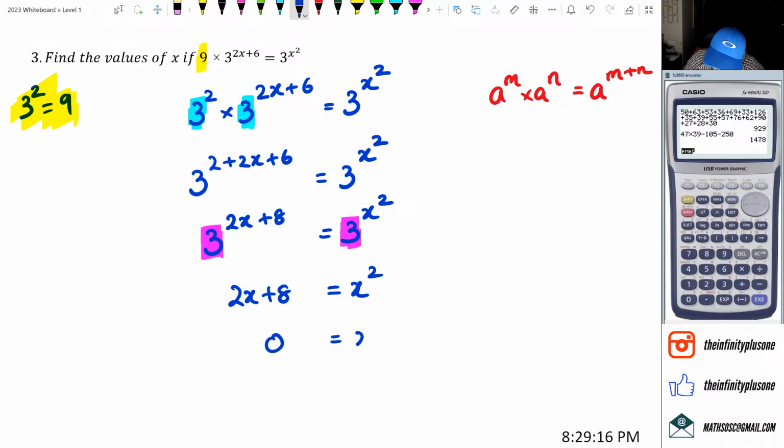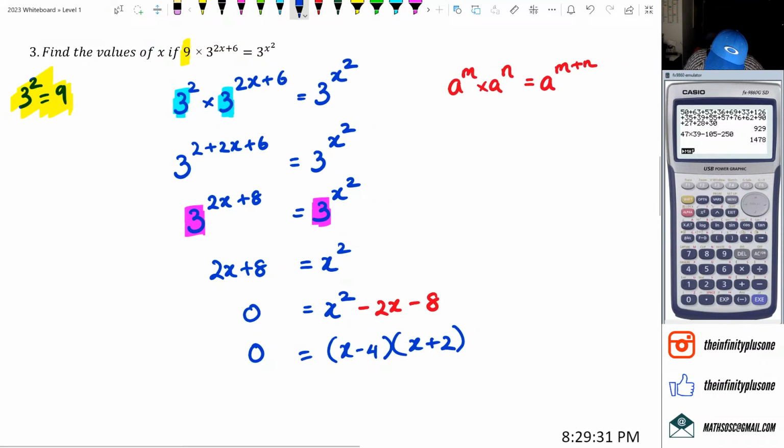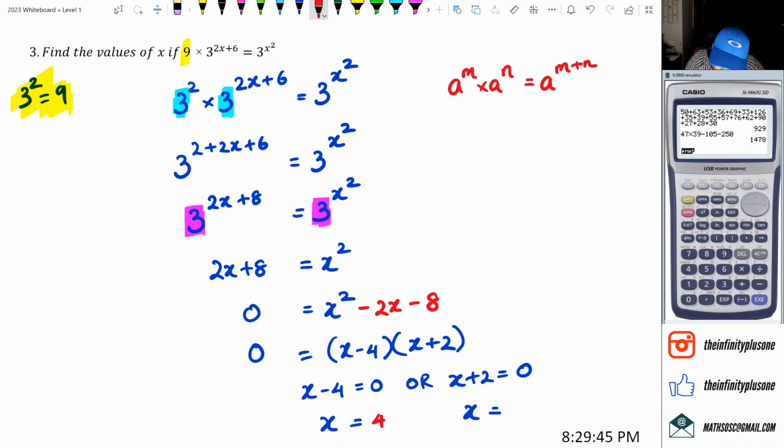Rearranging this, we get x squared minus 2x minus 8. We can now factorize this, and we can see that it's x minus 4, x plus 2. Because of that, we can say x minus 4 equals 0, or x plus 2 equals 0. So in the first situation, x is equal to 4, and in the second situation, x equals minus 2.